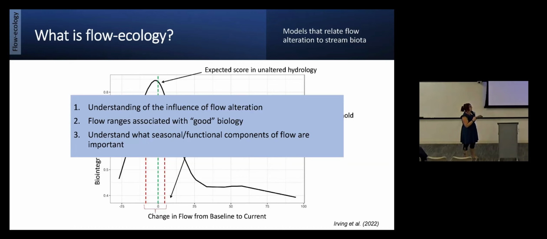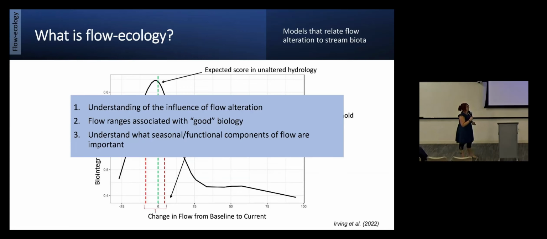So overall, the flow ecology analysis gives us a few different things. So first of all, it gives us an understanding of the influence of flow alteration on biology or biological condition. We can get flow ranges associated with good biology. And we can also understand what kind of seasonal flow components are important for the biology. And that third point comes from the type of metrics that we use. And we always use the functional flow metrics.